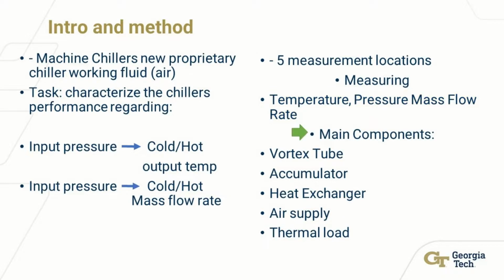The main components that we are using with the system setup are the vortex tube, the accumulator, heat exchanger, air supply, whether that's a motor, compressor, or building line air. And finally, the thermal load, which in this case is the aluminum block. Using the data collected, we will determine the experimental thermal resistance and from that the experimental thermal conductivity of the aluminum mass load.